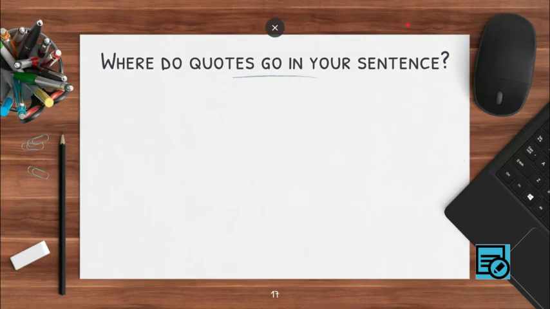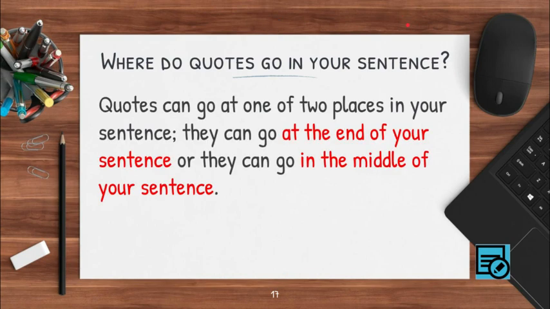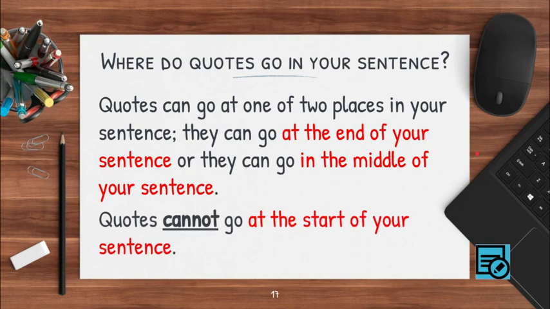Okay, so the next section, where do quotes go in your sentence? Quotes can go at one of two places in your sentence. They can go at the end of your sentence, or they can go in the middle of your sentence. Quotes cannot go at the start of your sentence. Please take a moment now to pause the video and copy your answers down before we move on.